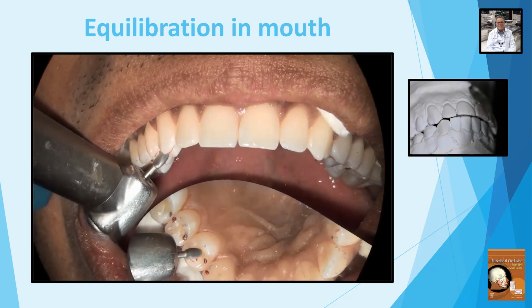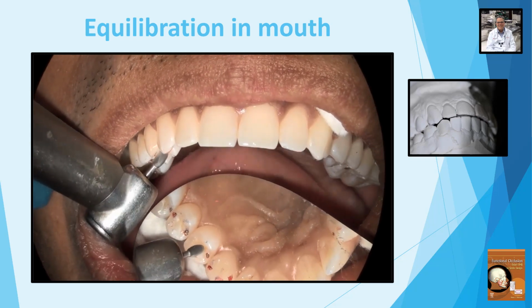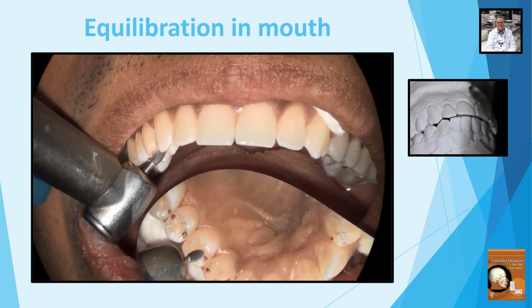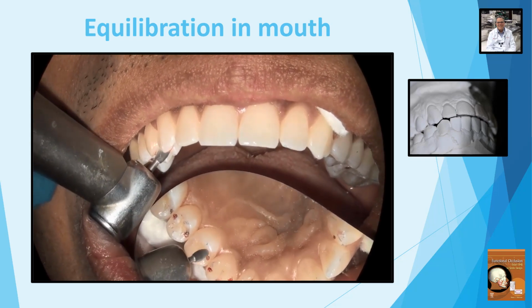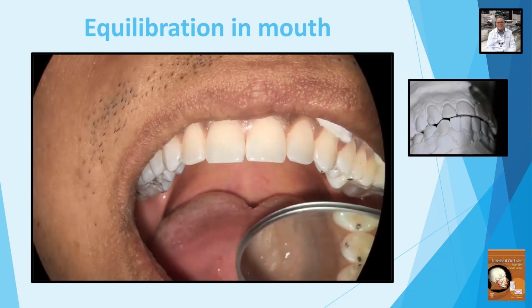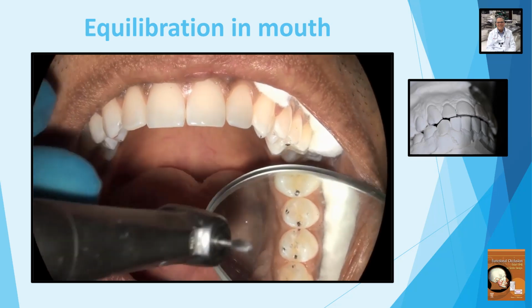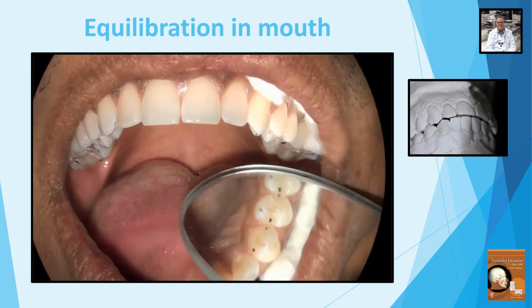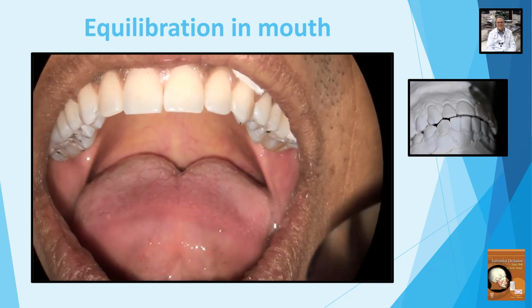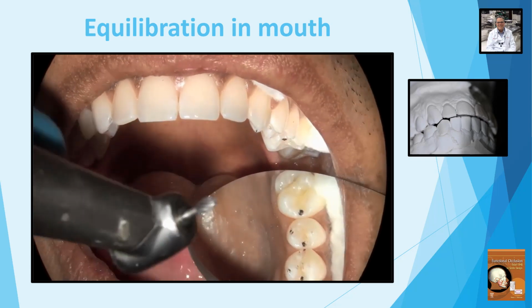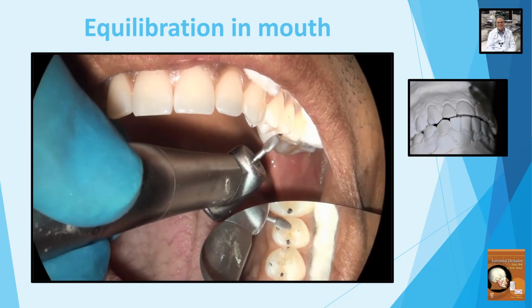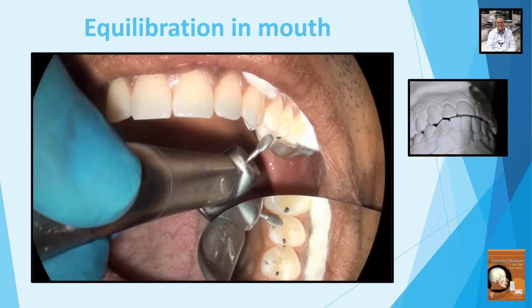We're going to take that away. We want to end up with canine guidance, nothing in the posterior. Remember, immediate posterior separation. Okay. Looking at the other side, it's going to clean it up a little more, make them a little smaller, a little more precise, get rid of a little bit of the incline that's occurring.